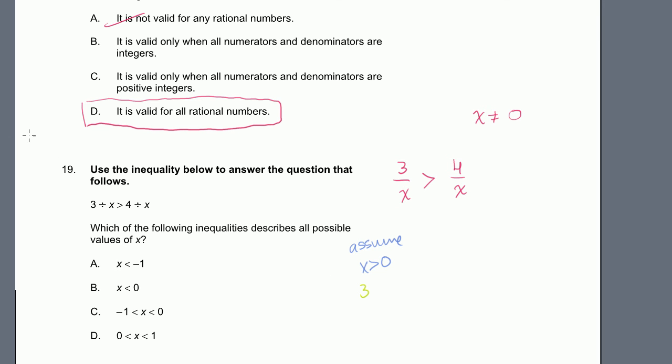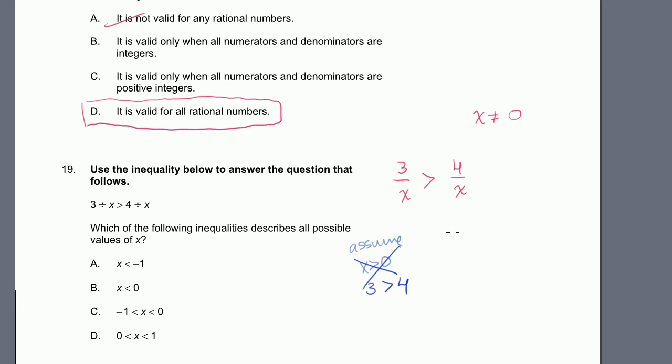Let me put in a different color. If you multiply both sides of this inequality by x, you get 3 is greater than 4, which is definitely false. This cannot be true. So x cannot be greater than 0.